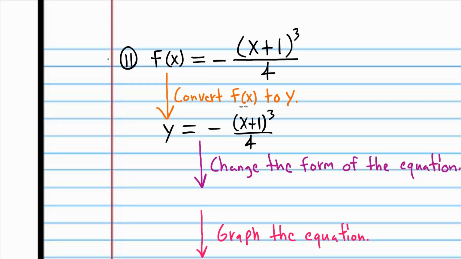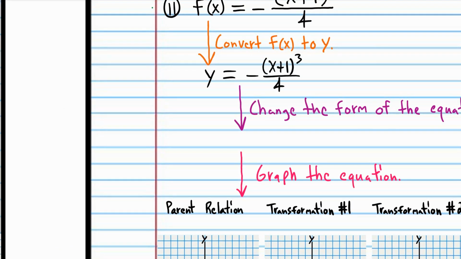And then we're going to put that negative symbol on the other side of the equation, and we're also going to take the 4 and put it on the other side. So I'm going to multiply both sides by negative 4, and we get this equation here.